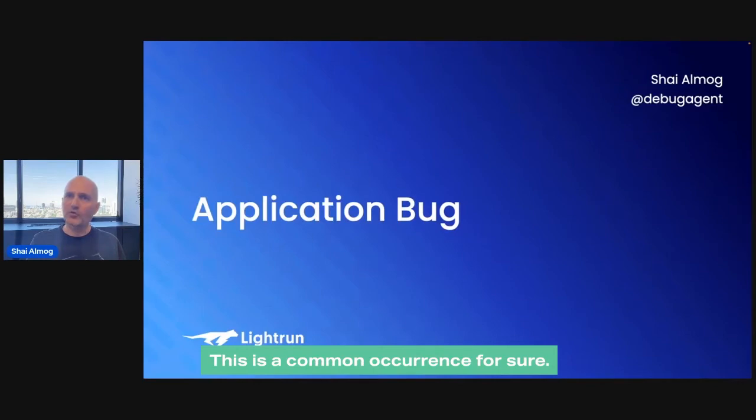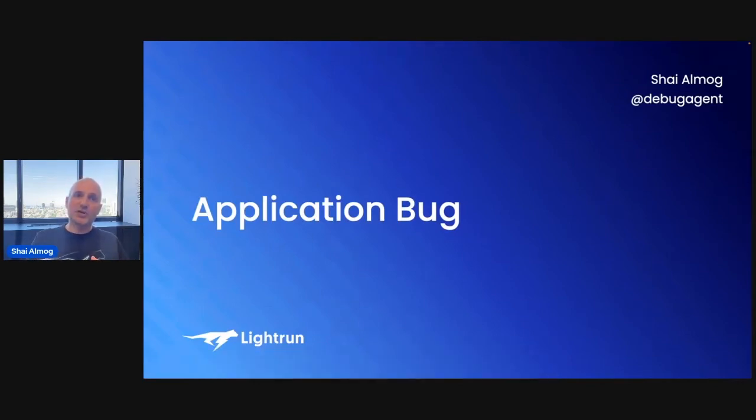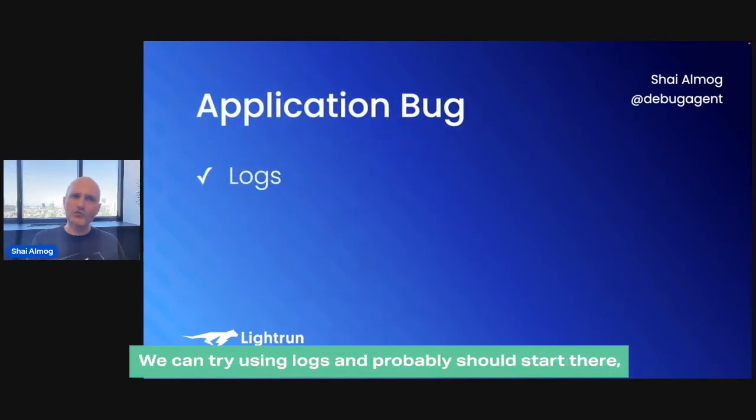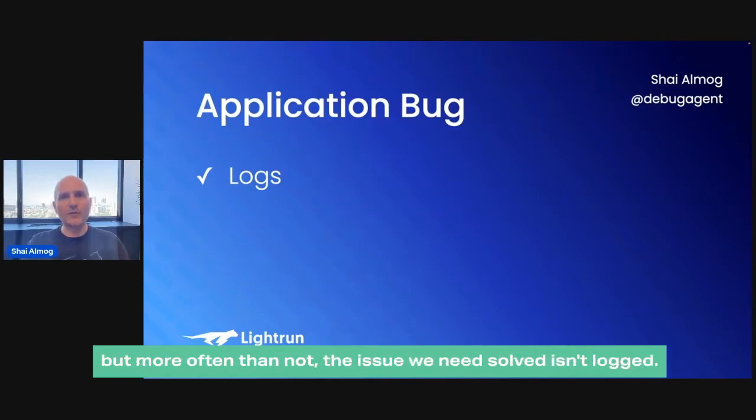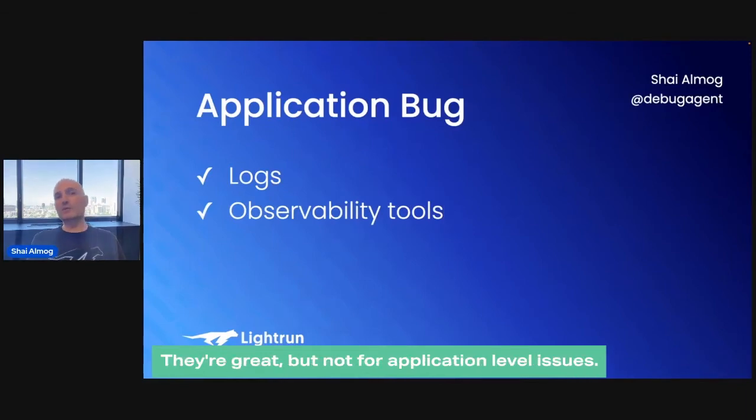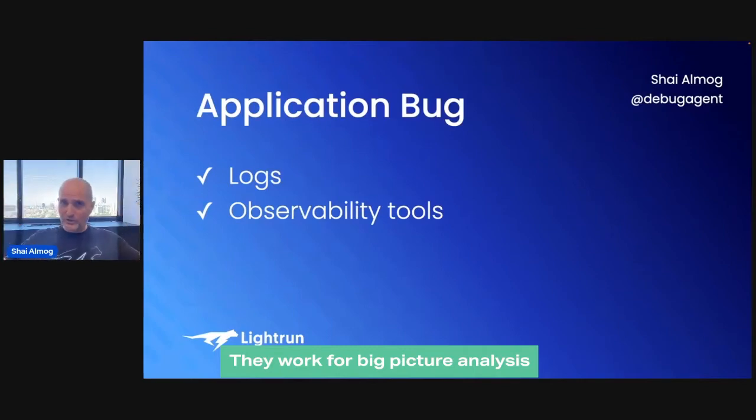What if what we're tracing seems to be an application bug? This is a common occurrence for sure. We might not know it at this stage, but that might be the place we want to investigate. We can try using logs and probably should start there, but more often than not, the issue we need solved isn't logged. We can try using various observability tools. They're great, but not for application level issues.